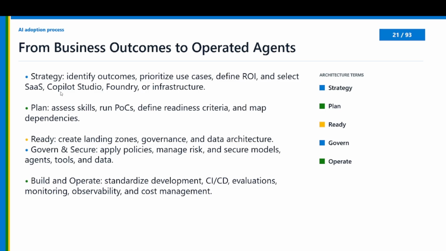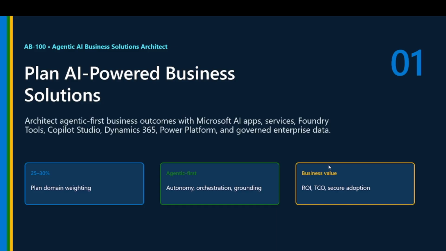So you implement strategy. Strategy is requirement understanding, platform understanding, agent understanding, source data understanding, architecture understanding, and so on. Then planning: choosing your skills, running a POC, and defining readiness criteria and mapping dependencies. Then ready is deployment of the landing zone, so deploy infrastructure, implement governance and policy, manage risk and so on, and then build and operate on the platform. So they still follow the architecture that we have discussed.